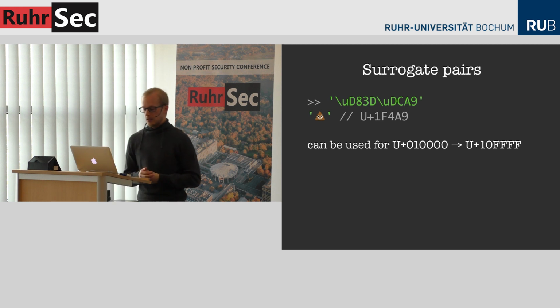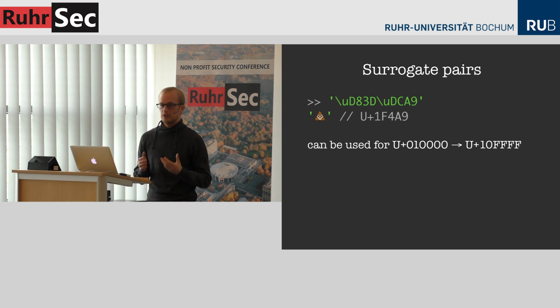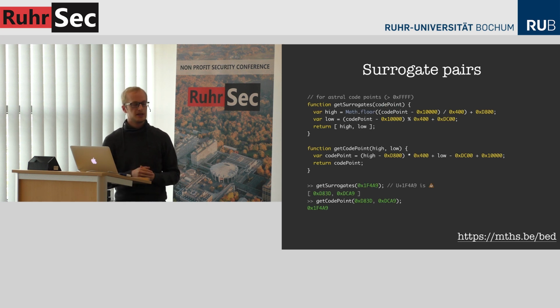Now, there are formulas that you can use to calculate the surrogate pairs based on this Astral code point or the other way around. And here's a JavaScript implementation of those formulas.